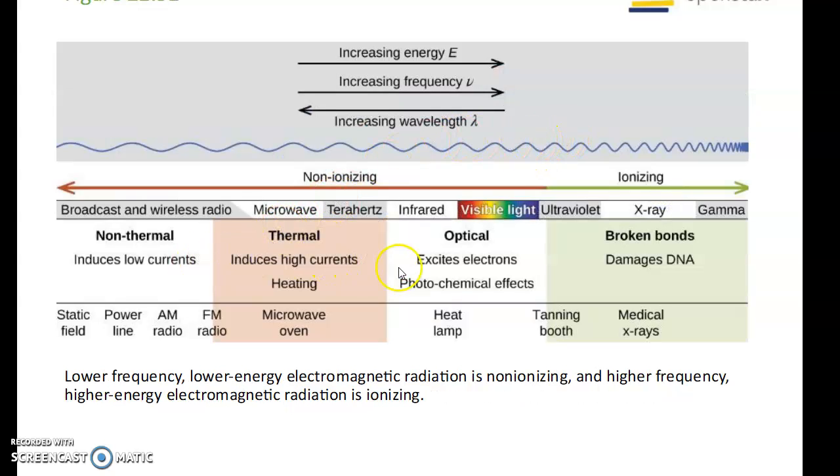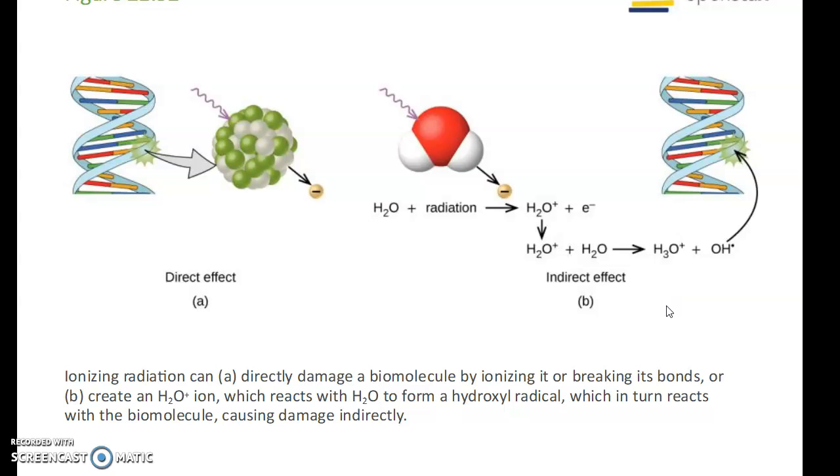And so you can see the non-ionizing and then ionizing ones. Energy increases this way, frequency increases this way, and wavelength increases this way. Lower frequency, lower energy electromagnetic radiation is non-ionizing. Higher frequency, high energy electromagnetic radiation is ionizing. So these are the ones you have to worry about: the gamma rays and the X-rays. These are the ones used medically, and while it does damage the DNA to some extent, it also can be very, very useful. You just have to do it in a controlled way.